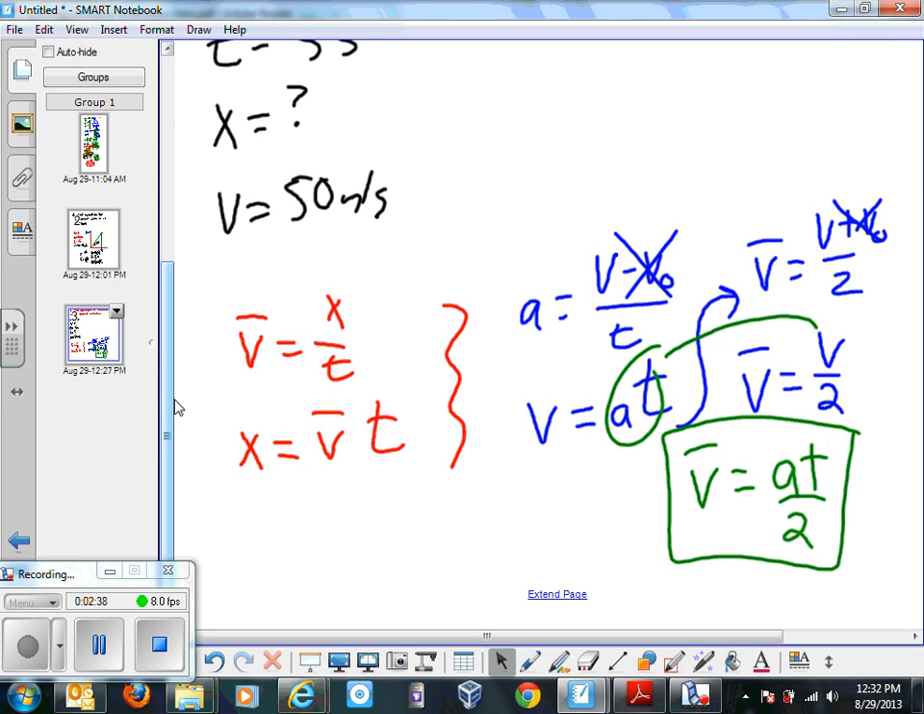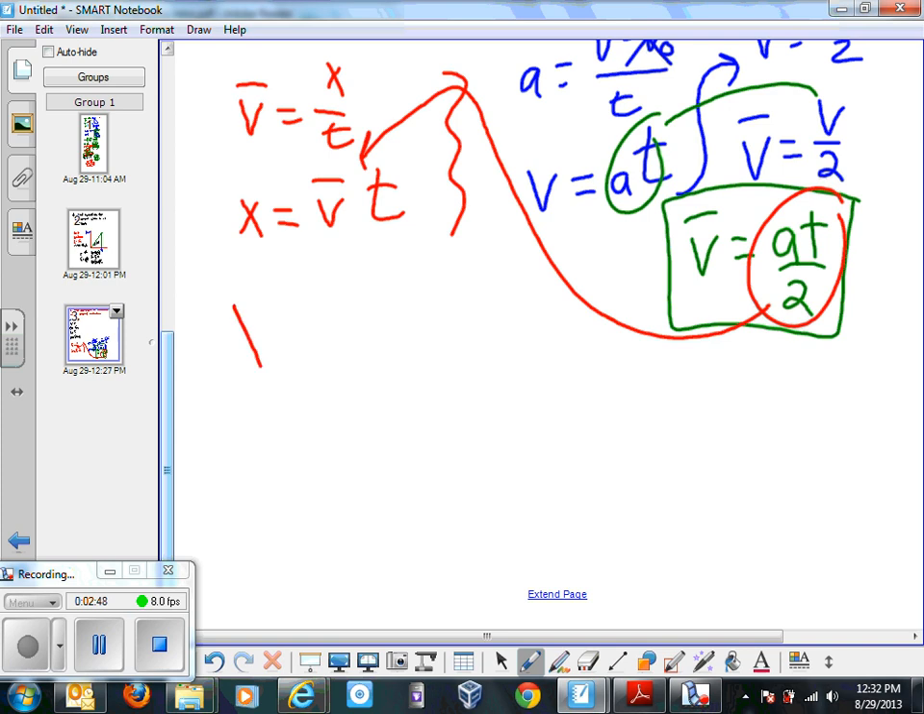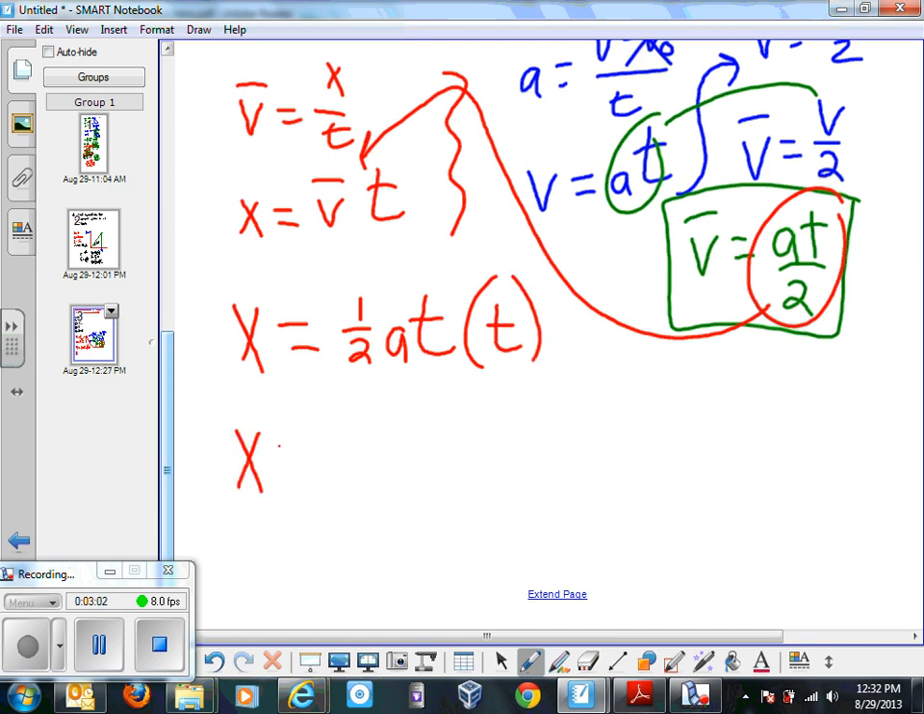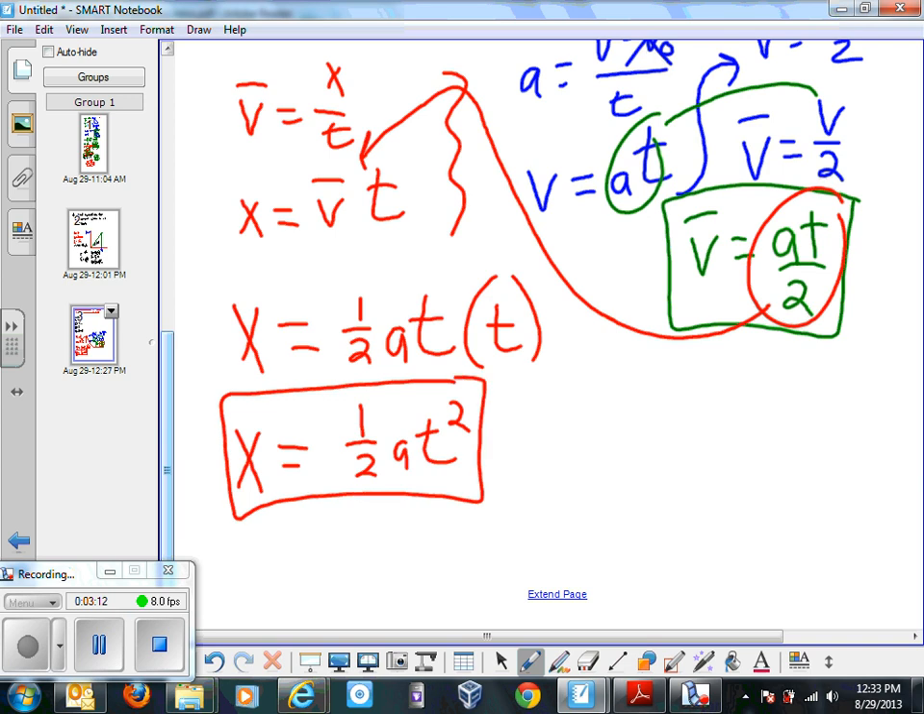Okay, so if we go back to where we were on the other side of the paper, we can take this and plug that in over here, and we can see that our displacement is 1/2 at. That's our average v, right? And then we have to multiply that by t. So our displacement during acceleration, if initial velocity is 0, becomes 1/2 at squared. And that's the heart of one of our first kinematic equations that we get to use for the AP physics test.